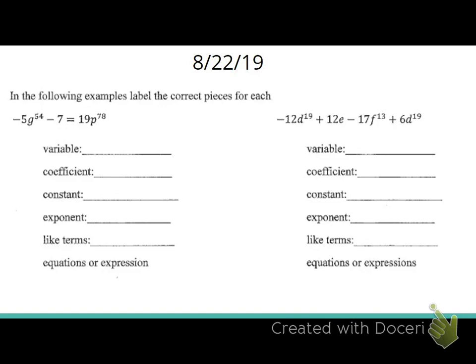What are the variables? G and P. Now, if you would put negative 5g to the 54th on your quiz tomorrow, I'd mark it wrong because the negative 5 and the 54 have nothing to do with it. It's not the variable. So I only want the variable written. Okay?